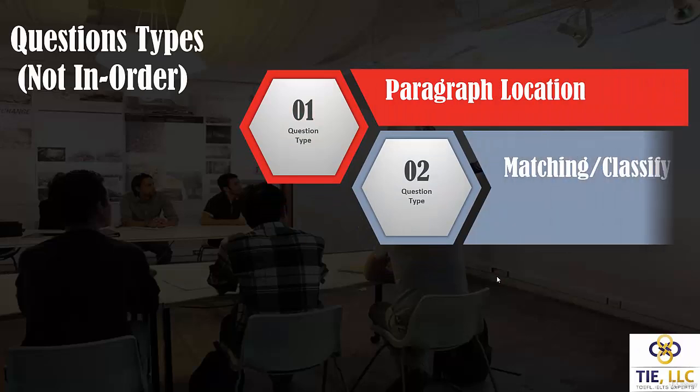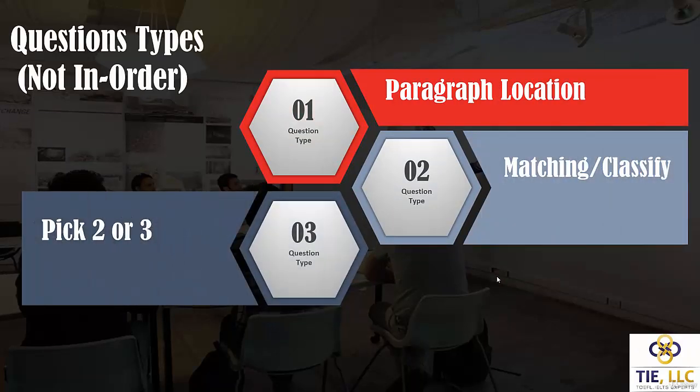Now, there are some question types that do not go in order. The paragraph location question. They love this question. You're going to have this question on the exam. The matching question or classification question, but really it's just the matching question, right? That does not go in order. And the pick 2 or 3, really it's pick 2 or 5. It could be pick 2 from a list, 3 from a list, 4 from a list, 5 from a list. But they really have been asking that question type more and more on the recent exams this year.